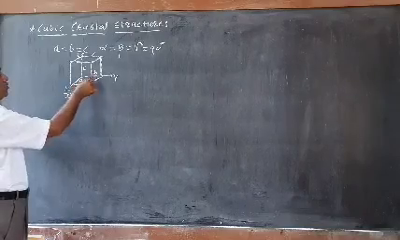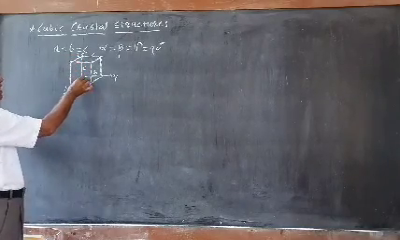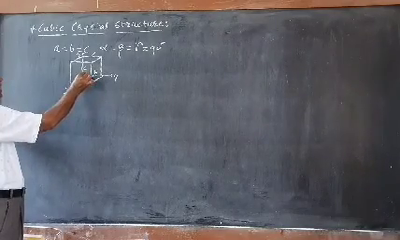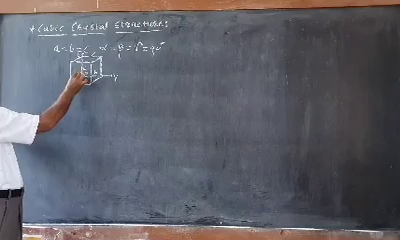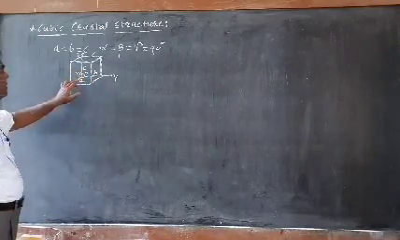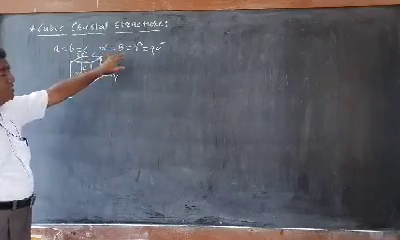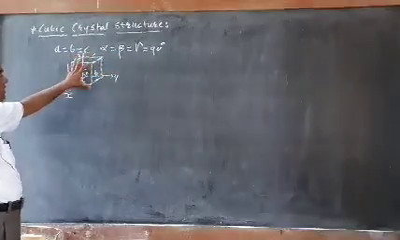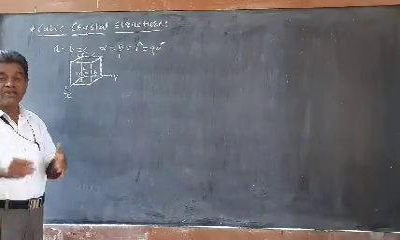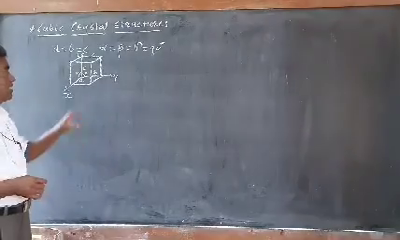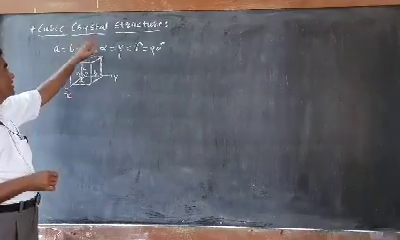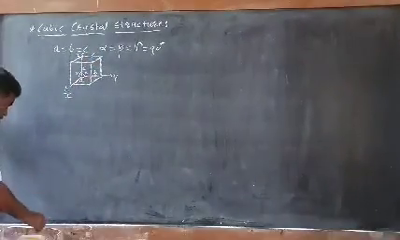When A is equal to B is equal to C, and the angle between x and y is alpha, the angle between y and z is beta, and the angle between z and x, the interaxial angle, is gamma, when alpha, beta, gamma is equal to 90 degrees and A is equal to B is equal to C, then the cubic unit cell is formed. Once we know the unit cell, the whole crystal structure can be constructed by the repetition of this unit cell. So these cubic crystal structures can be classified into 3 groups.